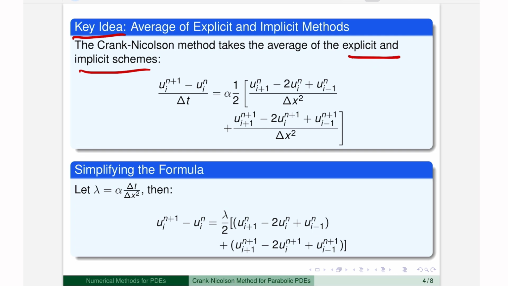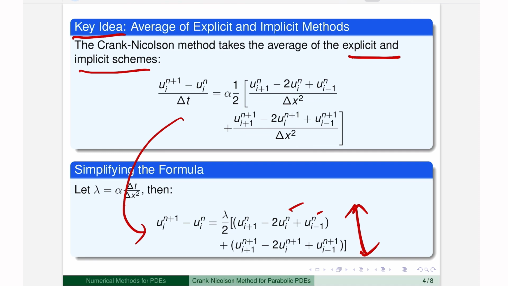Now here I am taking Δt over Δx² together, so I am considering lambda equal to alpha Δt over Δx². If I take that out as lambda, the equation becomes u_i^(n+1) minus u_i^n equals lambda by 2 times [(u_(i+1)^n minus 2u_i^n plus u_(i-1)^n) plus (u_(i+1)^(n+1) minus 2u_i^(n+1) plus u_(i-1)^(n+1))].